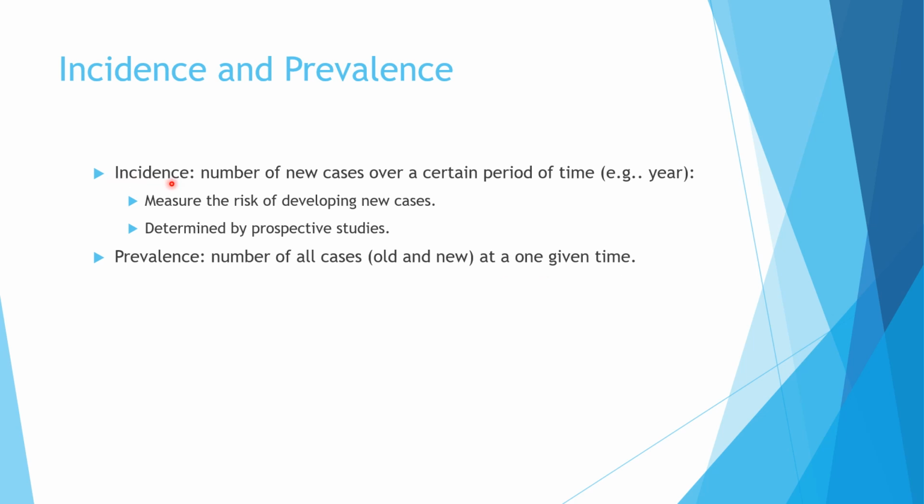For you to assess the incidence, you have to do a cohort study in which you follow a group of individuals over a period of time. So it has to be a prospective study. You will follow a cohort of individuals over a certain period of time, and you will see how many new cases develop. And it gives you a measure of the risk of developing new cases.